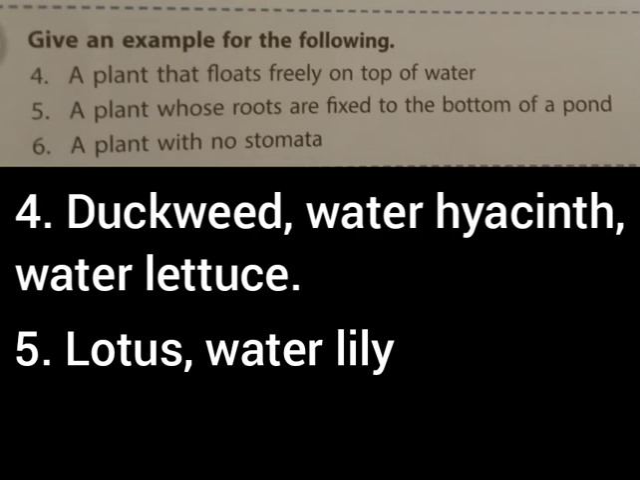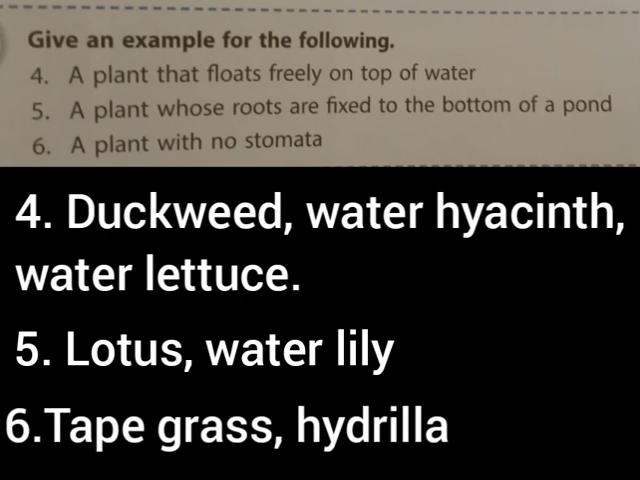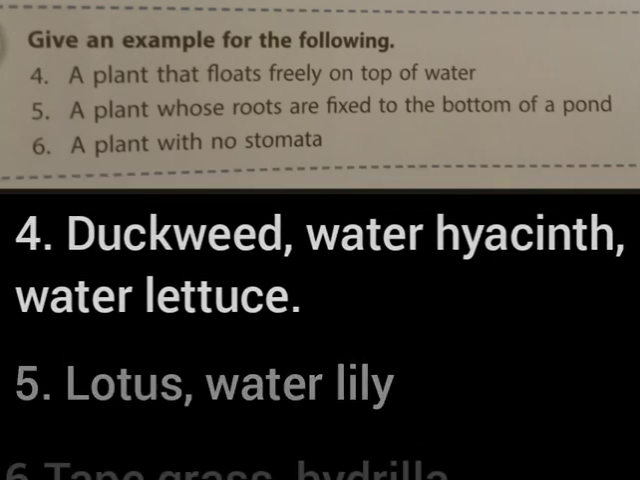Third question, a plant with no stomata. That is the adaptation of underwater plants. Example is tape grass and hydrilla. So today we have discussed aquatic plants, different types of aquatic plants and their adaptations. Hope you all have understood the topic.